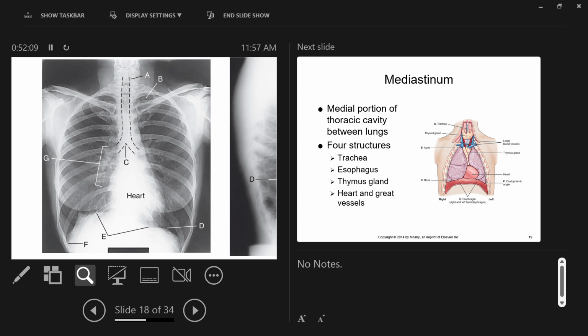That said, lots of things on here, okay? Let's start with A. A is actually outlined because it's kind of hard to see. A is the air-filled trachea. Okay. Next time when we meet, you'll learn that when chest x-rays are done, they have to be done on a full breath in. Okay. The patient takes a full breath to expand the lungs.